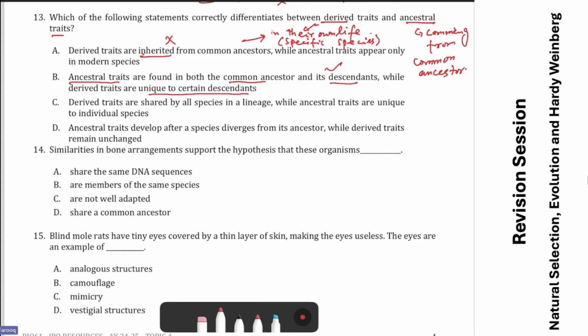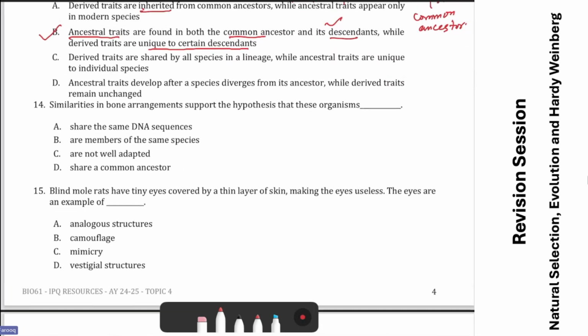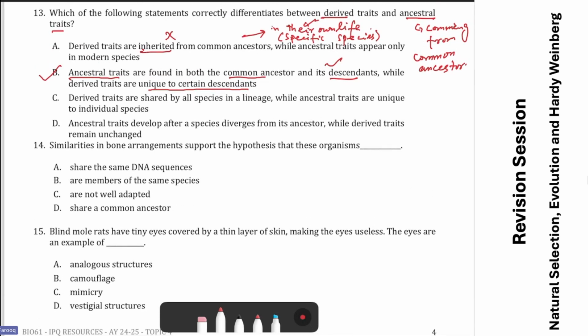They are in specific species, so it means that they are very unique. Yes, that's correct. So next, I don't want to read because I reached my answer and I'm 100% sure that this is the answer. But for your sake, I will read and tell you what's wrong with this. Derived traits are shared by all species. No, we said that they are specific species. And ancestral traits develop after species diverge. No, ancestral traits are the ones which are already coming from the common ancestor. They don't come after divergence.